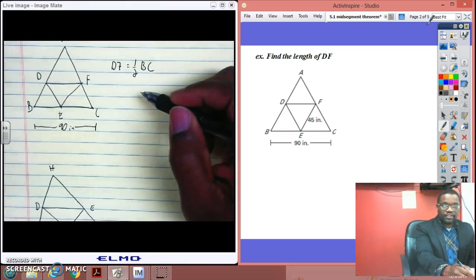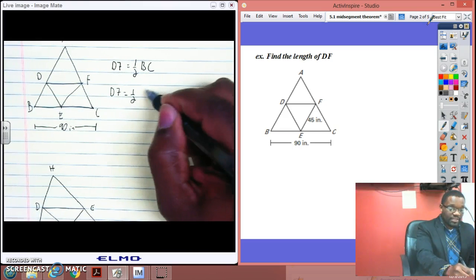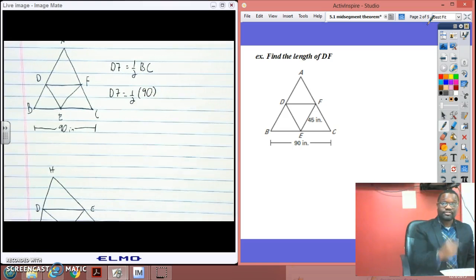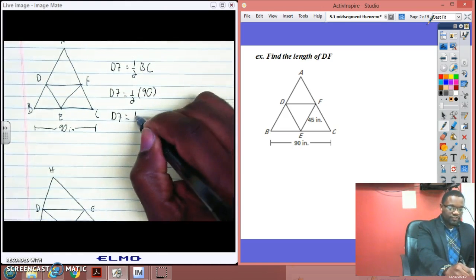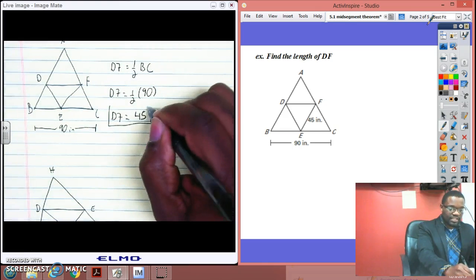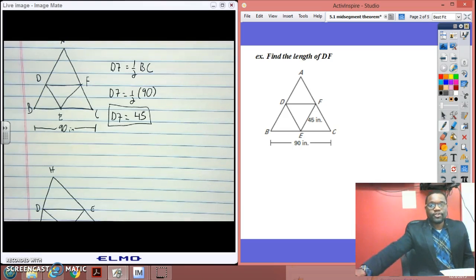So, substitute everything I know. I know that BC is 90. So what's half of 90? That's 45. So DF equals 45. That's an easy way to do it when it's just numbers. When it's just a number, all you have to do is, if I give you the shorter one, multiply it by 2 to get the longer one. Or if you're given the longer one, you divide it by 2 to get the shorter one.